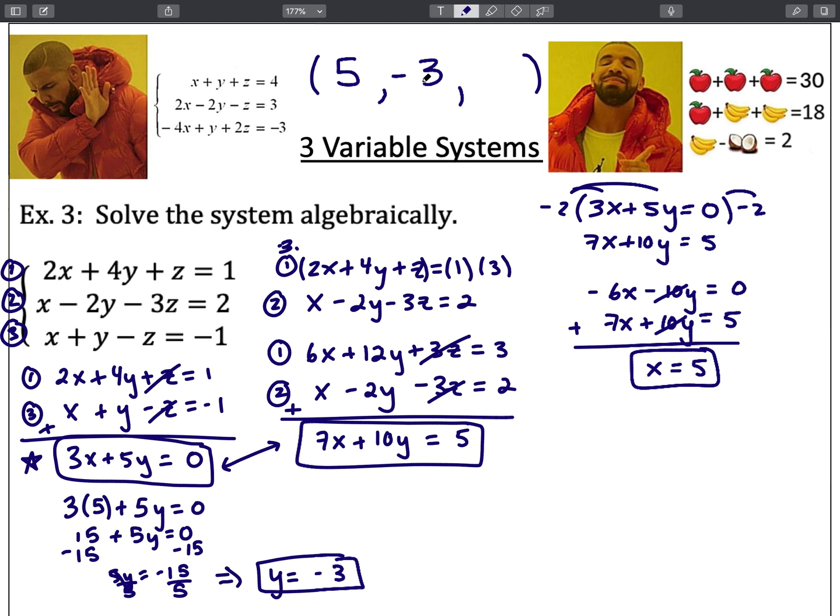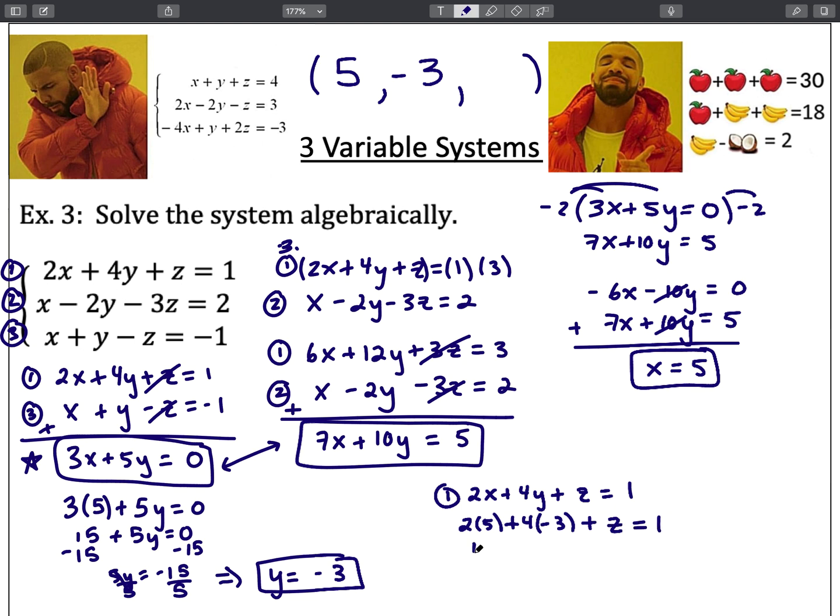So I would think to myself, what's the easiest equation that I can work with up there? And I choose equation number 1. I think 1 is the easiest because it has everything that's positive. 2x plus 4y plus z is equal to 1. So let's plug in what we know. For x we know is 5, so 2 times 5, plus 4 times y. Y we know is negative 3. And then plus z, which is still the only unknown. And the whole thing is equal to 1.